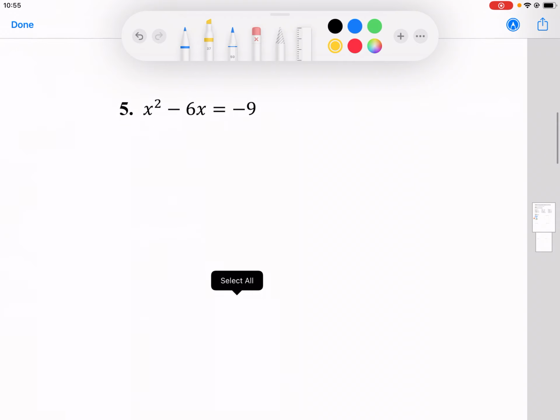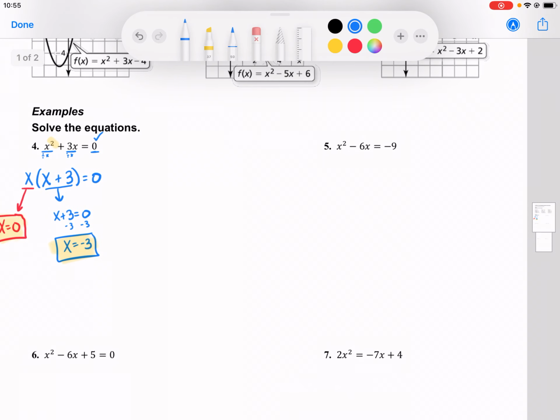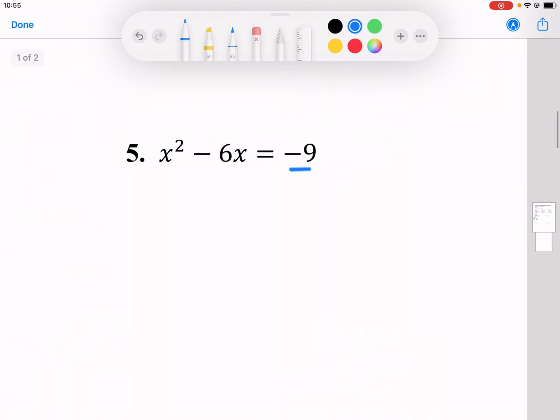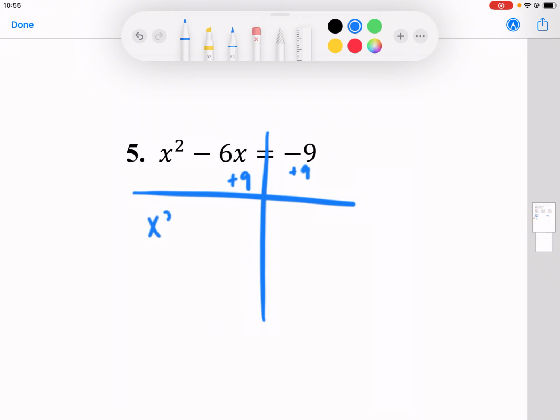Let's go to another one. So this problem, unlike the last problem that was already equal to 0, we've got it equal to negative 9. So we've got to get that negative 9 moved to the other side of the equal sign. So you do that by adding 9 to both sides. And you've got x squared minus 6x plus 9. So notice I just kept all three terms. I just wrote them in standard form. And that equals 0. So we are now good to factor.